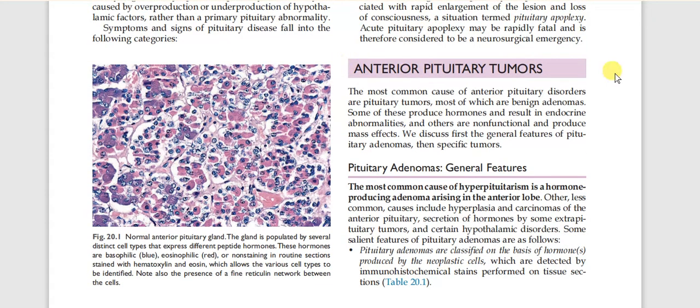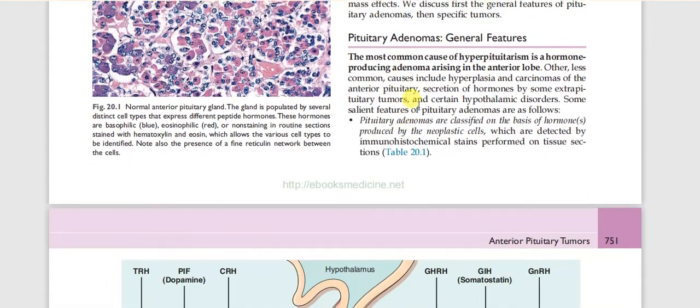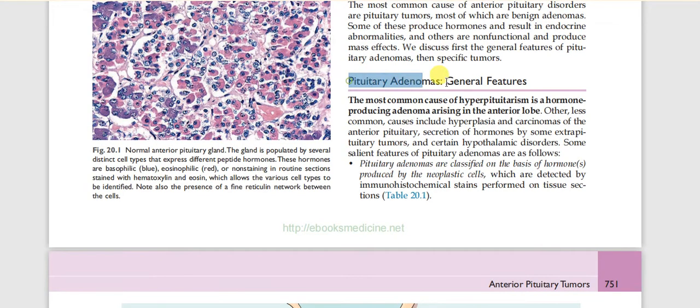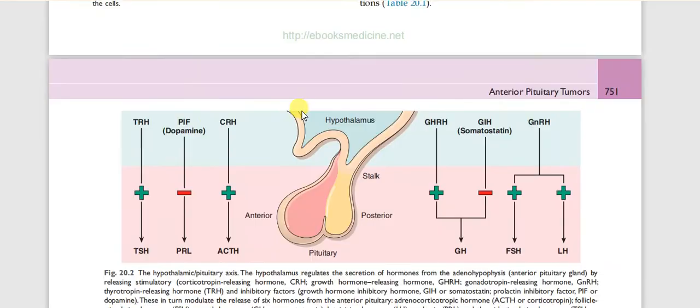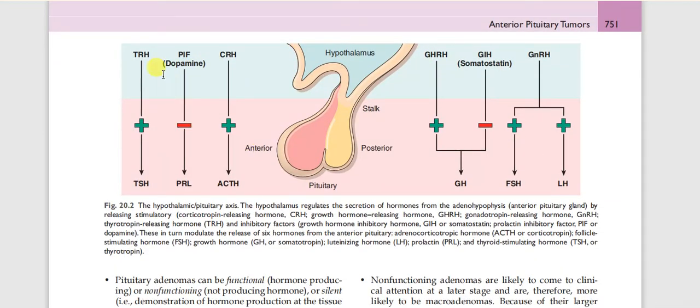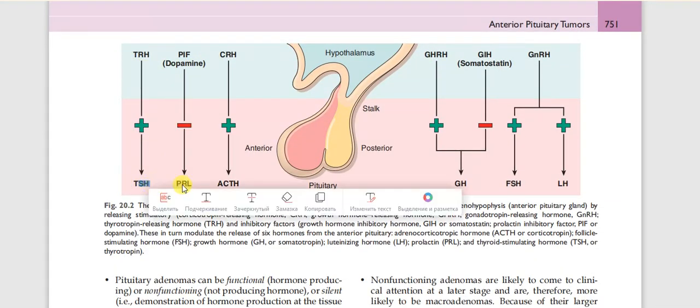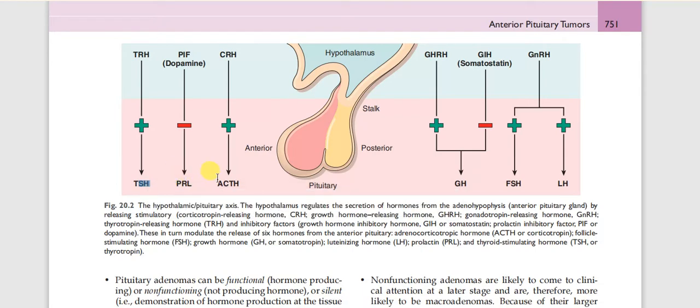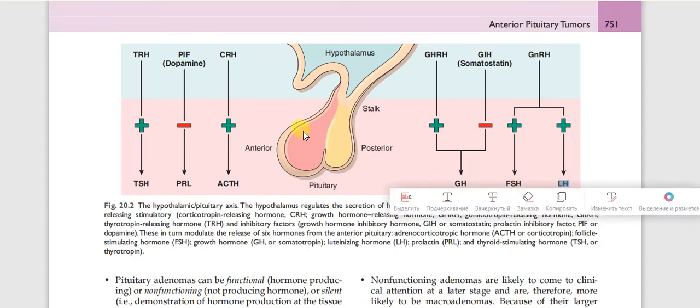Then anterior pituitary tumors. Let's talk about the details. Pituitary adenomas. Most commonly they are adenomas. They are classified on the basis of the hormones produced by the neoplastic cells. First of all, there might be a TSH producing tumor, prolactin producing tumor, ACTH producing tumor, growth hormone producing tumor, follicle stimulating hormone producing tumor, and luteinizing hormone producing tumor.